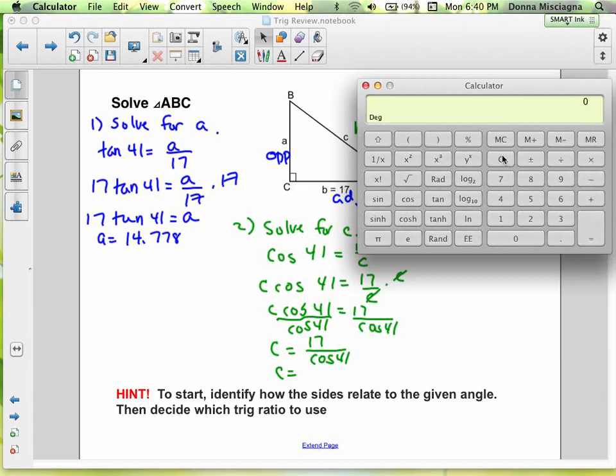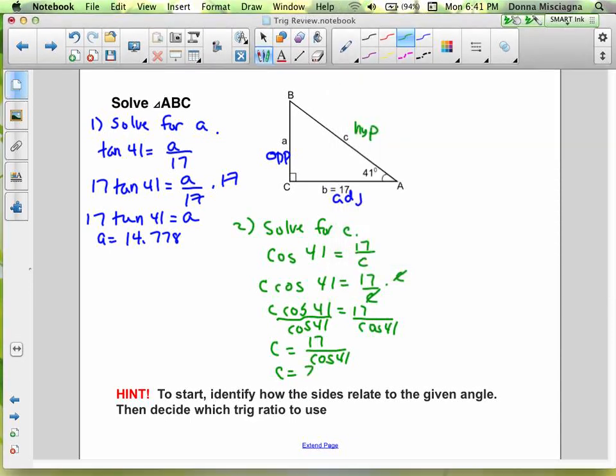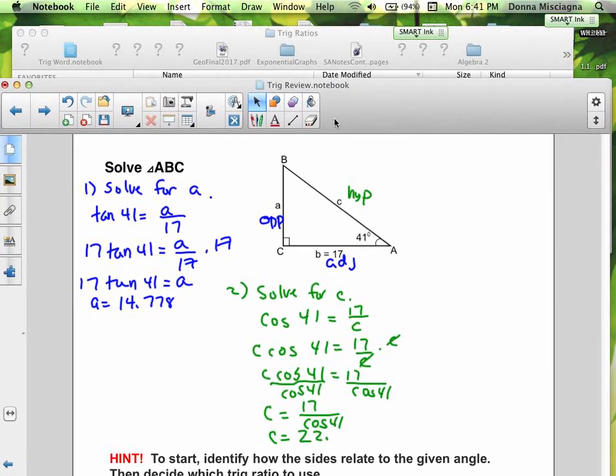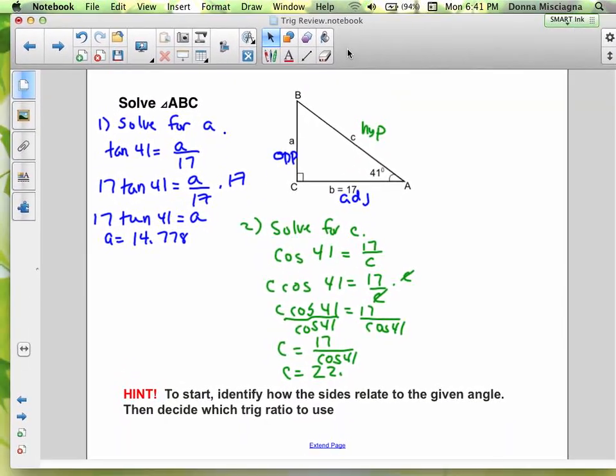So we have 17 divided by parentheses. I have to hit 41 first, and then the cosine. Close my parentheses, so I divide by all of cosine 41, and we get 22.525. And we're expecting a number larger than 17, because this is the hypotenuse. This has to be the largest side in the triangle. So 22.525.